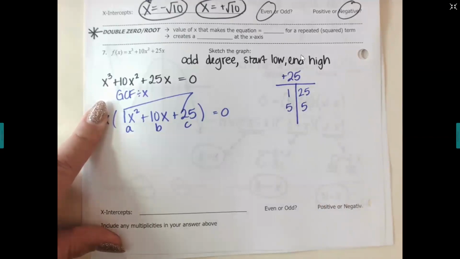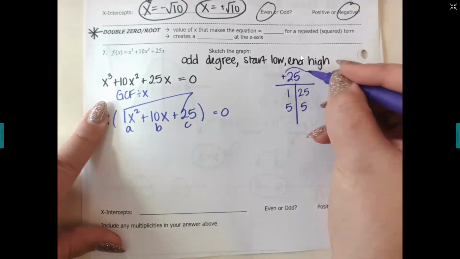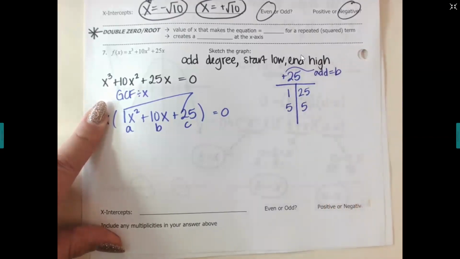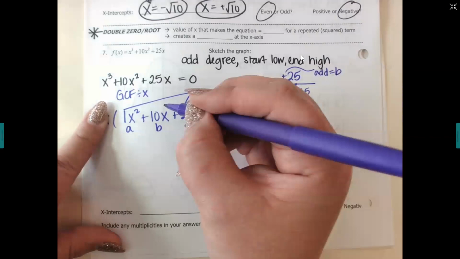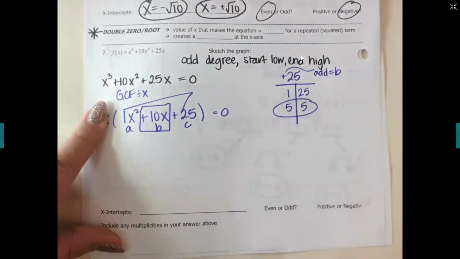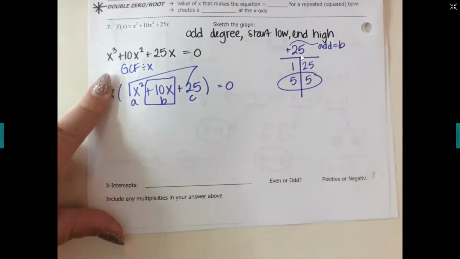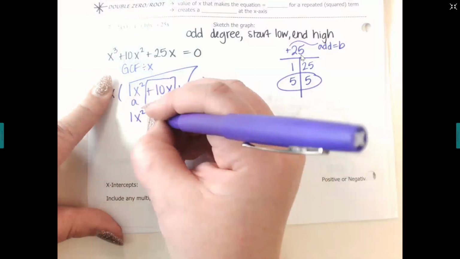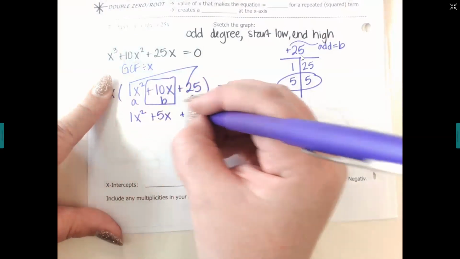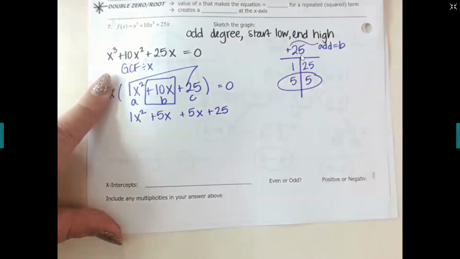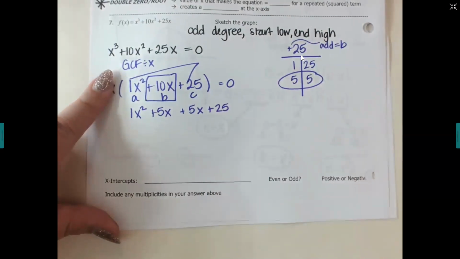Okay, at the top of the chart, if it's a plus, you want your numbers to add to what your B is in the middle. What is my B this time? 10. Then which of those are going to add to 10? 5 and 5. Very good. So from there, we're going to do 1x squared. My 10x is now a 5x and a 5x. And then we're going to split into group B.